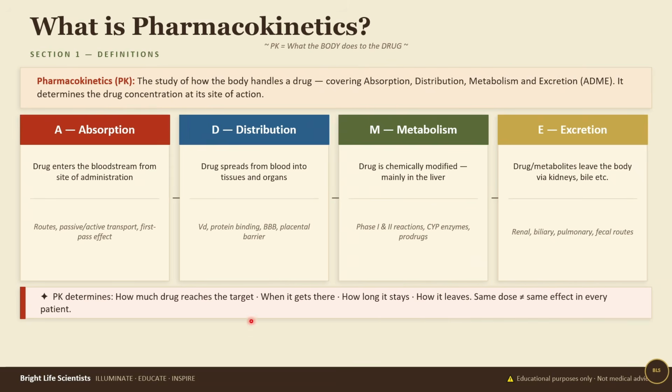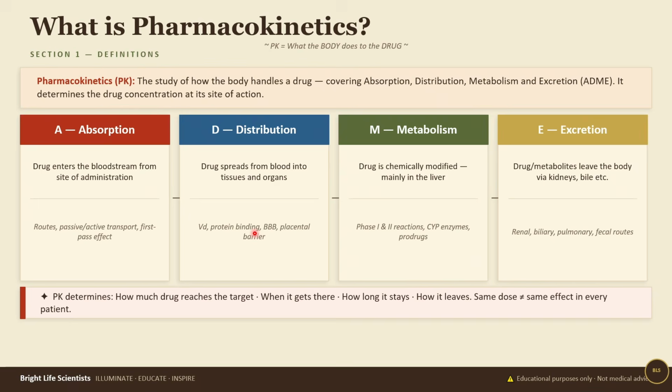The drug enters the bloodstream from its site of administration: routes, passive transport, first-pass. All of this governs absorption. For distribution, which is D, once in the blood, the drug spreads into tissues and organs. How far it spreads depends on the volume of distribution, which is known as VD, and protein binding.